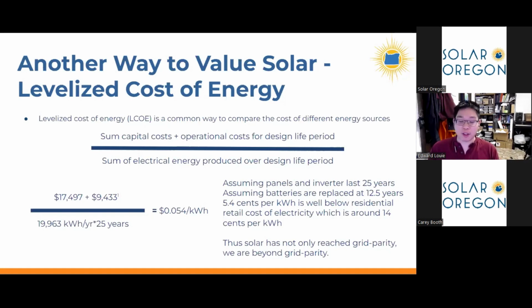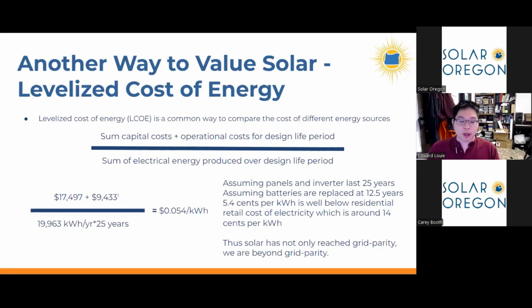Like for example, if you generate in the summertime, are you able to make use of it when really all the demand is in the winter? So it's slightly flawed for renewables. But if you were to run the math, it works out to 5.4 cents for this example system that I came up with in the previous slide. And this $9,400 even accounts for replacing the batteries.